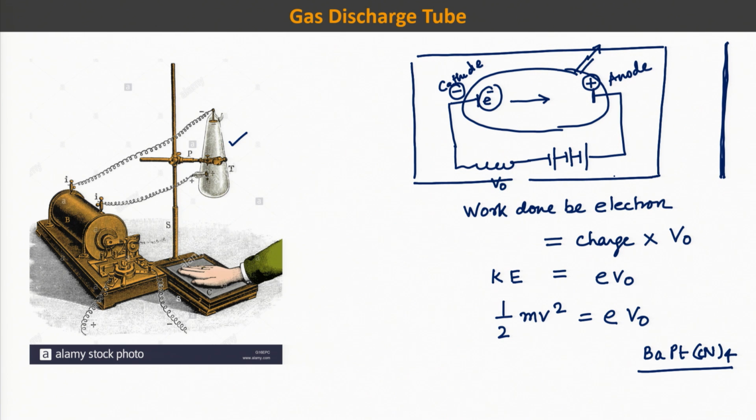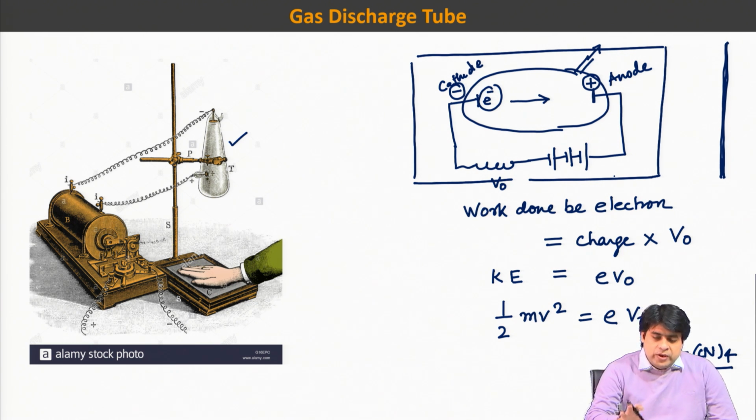He immediately turned off the voltage of this circuit. When he turned off the voltage, he observed that there was no glowing in this photographic plate.